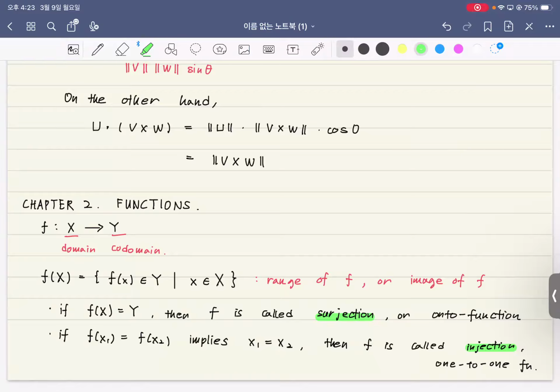So in other words, every element in your codomain is hit by elements from your domain at most once. Right? So there is no such thing as being hit twice. So this is what we call an injection. And if your function is an injection and a surjection at the same time, then we say it is a bijection.